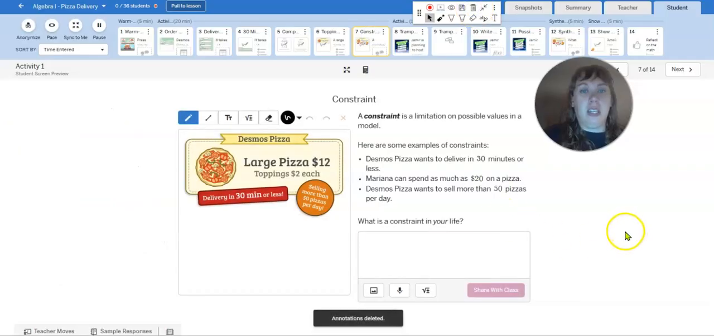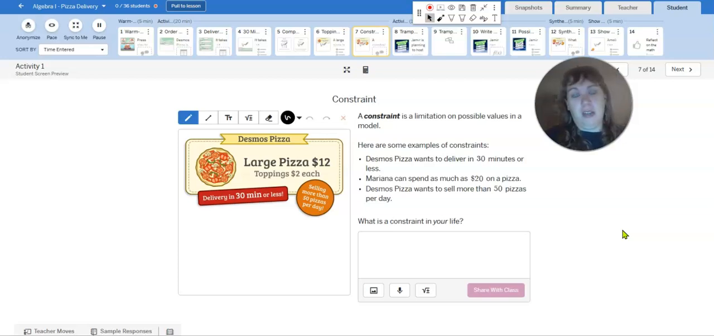Let's look at slide 7. It says a constraint is a limitation on possible values in a model. Here are some examples of constraints. It wants to deliver in 30 minutes or less. Mariana can spend as much as $20 on pizza. Desmos wants to sell more than 50 pizzas per day.